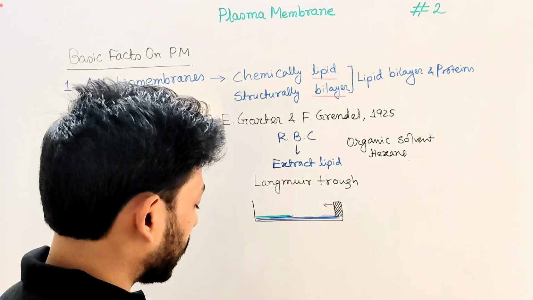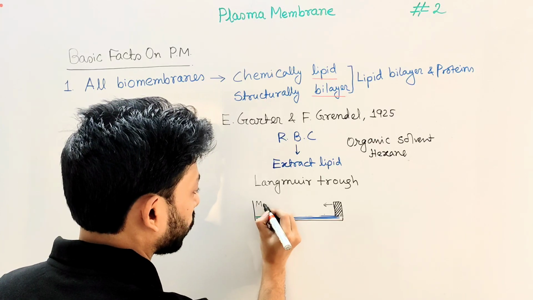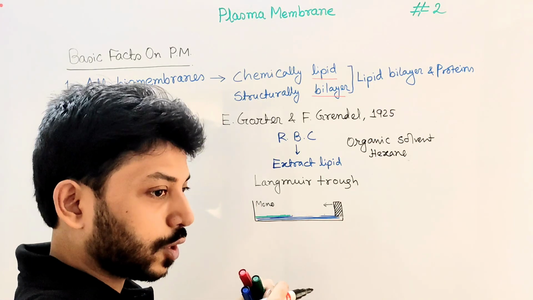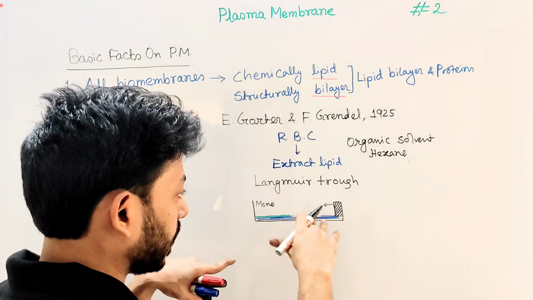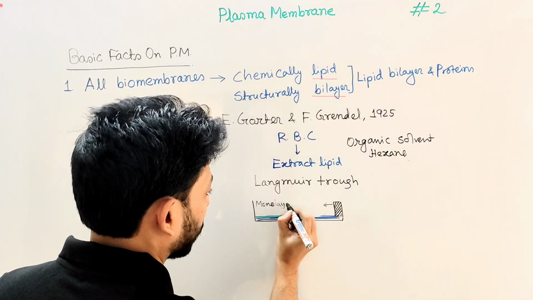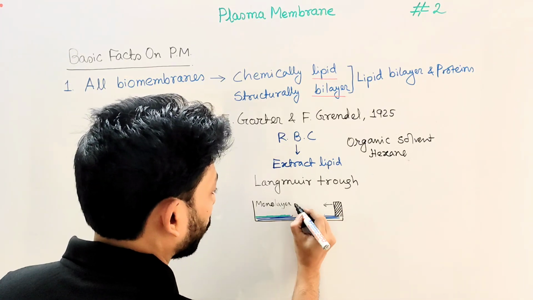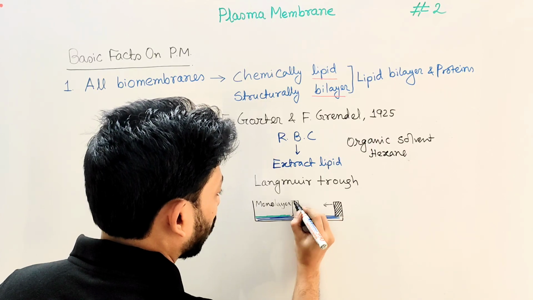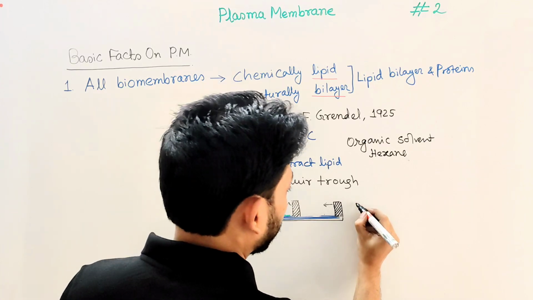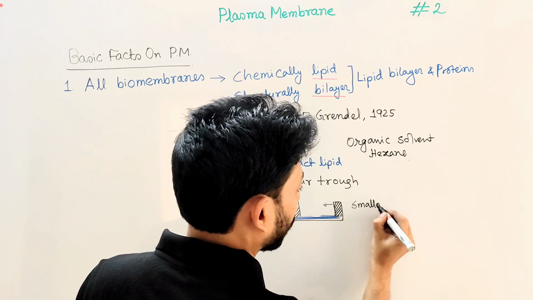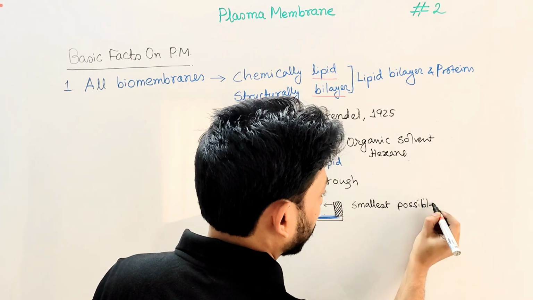You must remember, these lipids are layered as a monolayer, not a bilayer. Lipids, when present over the surface of water, form a monolayer. So this is a monolayer of lipids, and let's suppose here is the movable barrier. You can compress the lipids so that they take the smallest possible area.